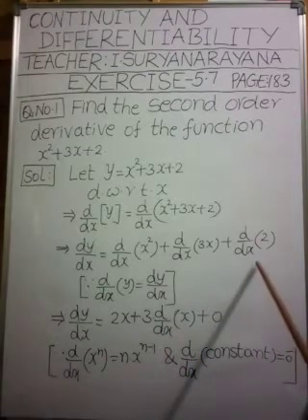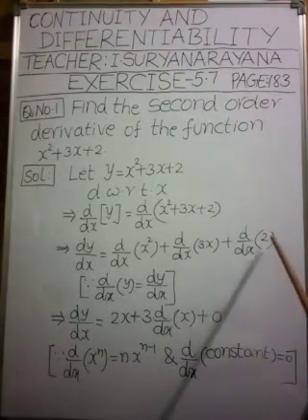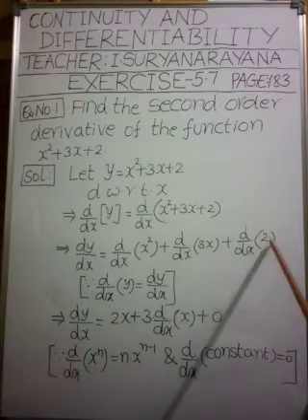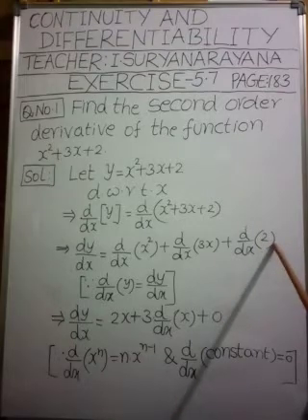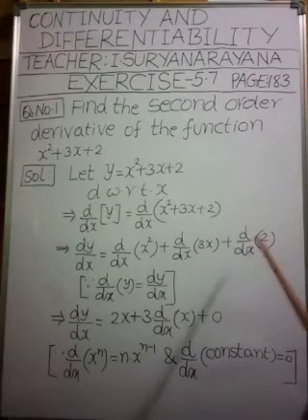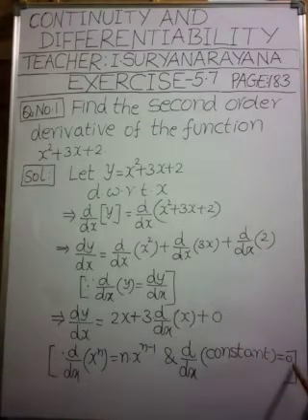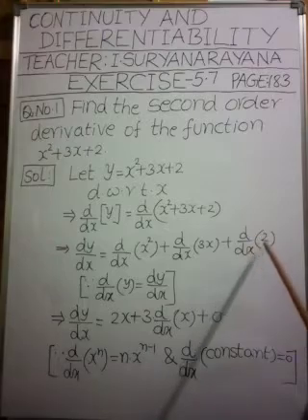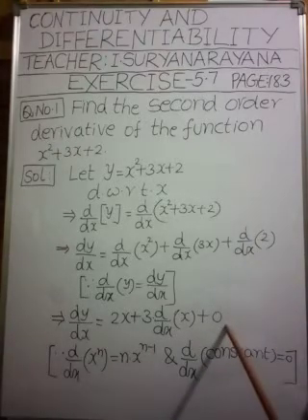Come to the third term. d by dx of 2 is there. No variable in this term, means it is only a constant term. Then what is the formula? d by dx of constant is 0. So d by dx of 2 is equal to 0. Understood this term, my dear children?